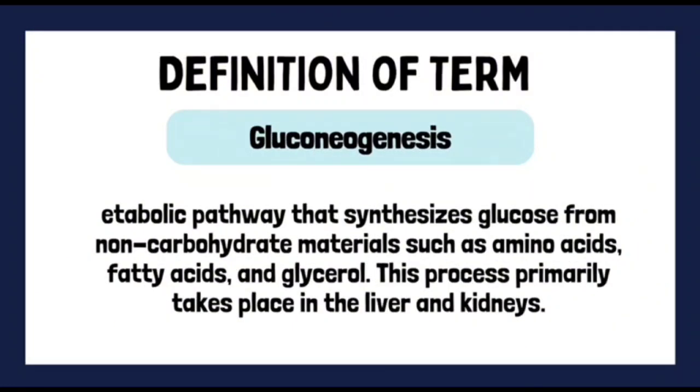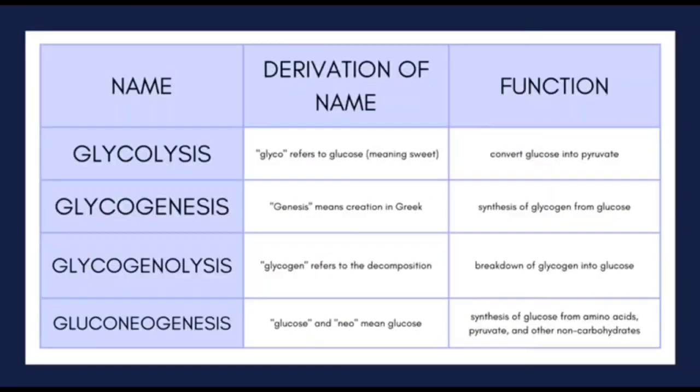Lastly, gluconeogenesis is the metabolic pathway that synthesizes glucose from non-carbohydrate materials such as amino acids, fatty acids, and glycerol. This process primarily takes place in the liver and kidneys. I created a table here that provides a concise explanation of the terms. This will help you easily differentiate them and become familiar with their processes.